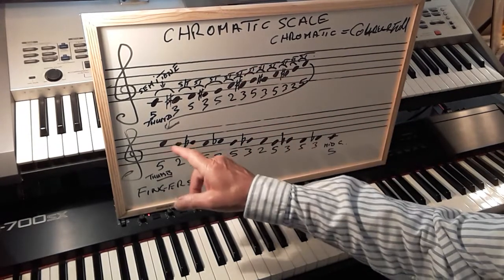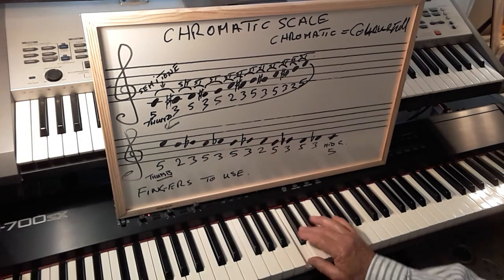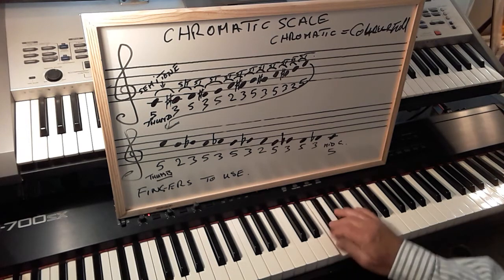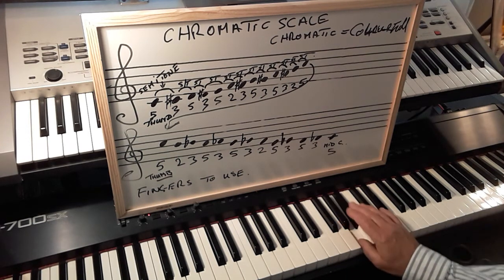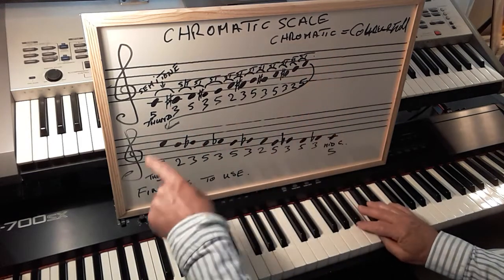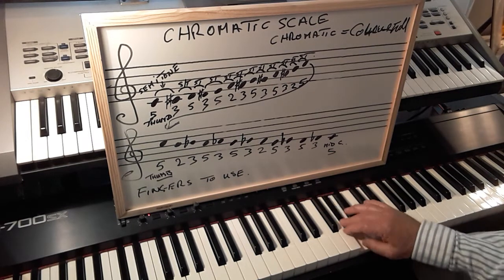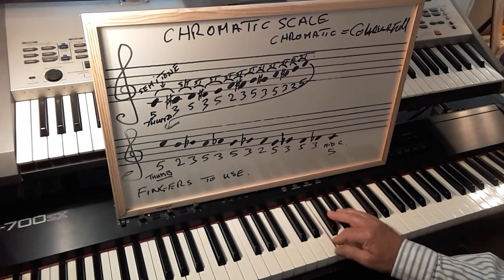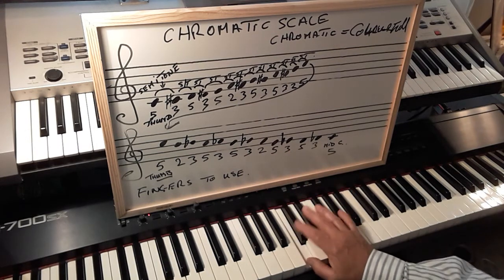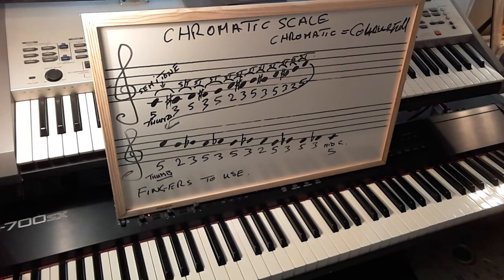Okay, so now the fingering is thumb, which is number 5, 5, then it's 3, 5, 3, 5, 2, 3, 5, 3, 5, 3, 2, 5. And coming back down, I've shifted that there, is 5, 2, 3, 5, 3, 5, 3, 2, 5, 3, 5, 3, and 5. Finish on your thumb. Okay, that's the chromatic scale.